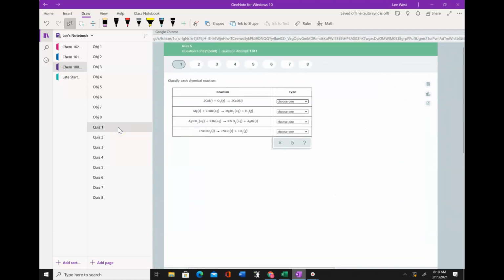So what we've got to do here is classify reactions. So what I immediately notice about this reaction here is that there is one product. So that means it is a combination. In the second reaction, what I immediately notice is it's an element reacting with a compound to form a new element and a new compound. So that is a single displacement.